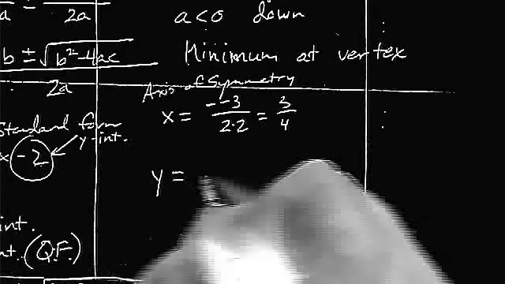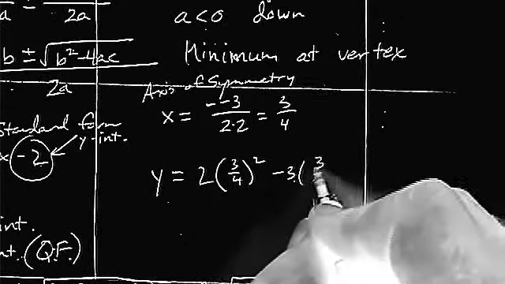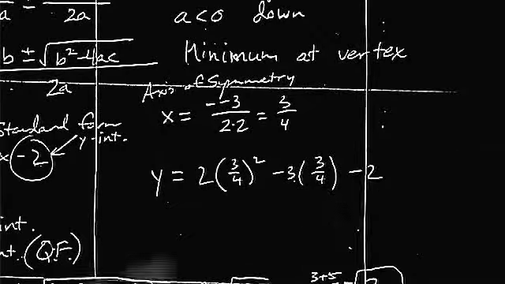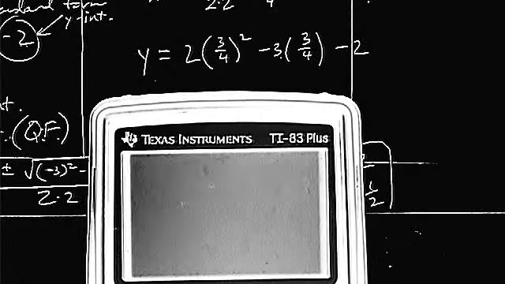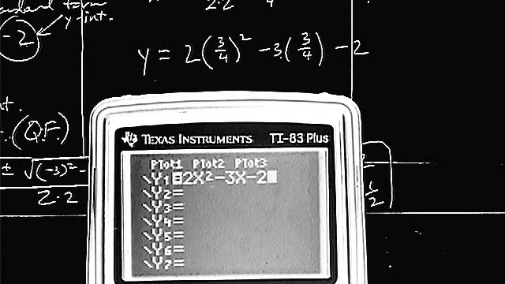And we're going to use that to find the value now. You know, and I know, that we can type 2x squared minus 3x minus 2, and we can find this value. So let's go to the graph.